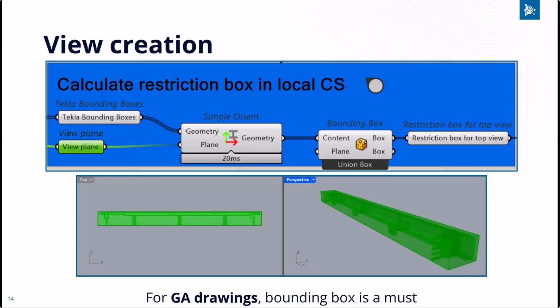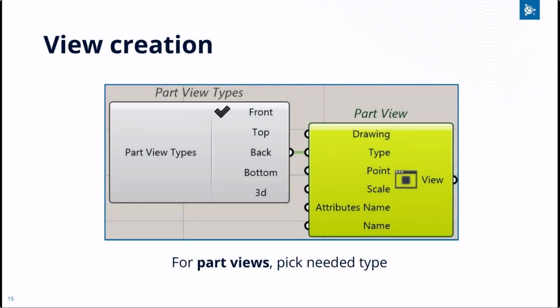And things are much easier when you deal with the parts. So whenever you want to create the view on the cast unit, an assembly, or a single part, then you don't have to think about those restriction boxes because Tekla will do it on its own. You just need to pick the type of the view. Is it the front, top, back, bottom? And then Tekla will calculate those restriction boxes for you, so you don't have to be worried about that.